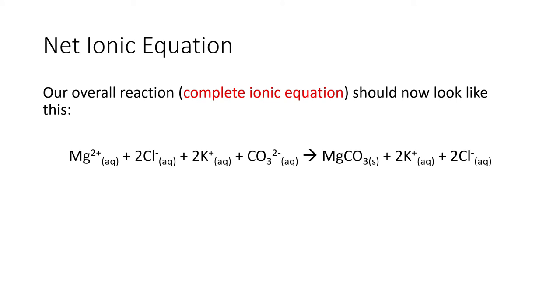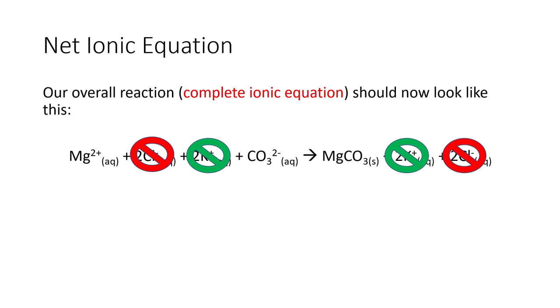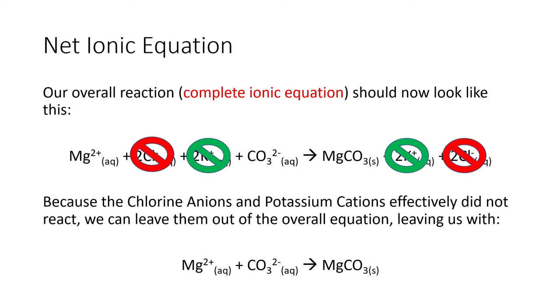So in this case, we can see that we've got 2 Cl minus on the left side, we've got 2 Cl minus on the right side, we've got 2 K plus on the left side and 2 K plus on the right side. We don't have the Mg2 plus on both sides, we don't have the CO3 2 minus on both sides, and we don't have the MgCO3 on both sides. So what's going to happen is these are going to cancel out, those are going to cancel out, and we'll be left with this as our net ionic equation: Mg2 plus aqueous plus carbonate 2 minus aqueous goes to MgCO3 solid.